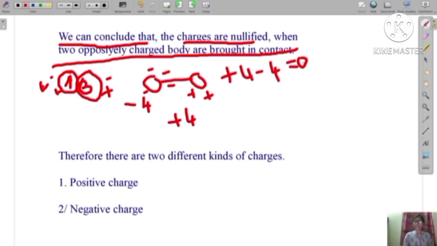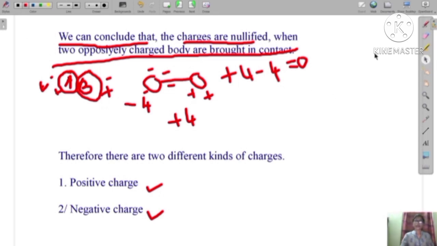When it is not showing any effect, he says that there are some amount of charges but which are opposite charges. If we want to know that one of the charge is opposite, then it may be plus. Opposite to that, it may be negative. So by that we conclude that there are two different kinds of charges. One is positive charge and the other is negative charge. By this only we say that the charges are nullified when two oppositely charged bodies are brought in contact.